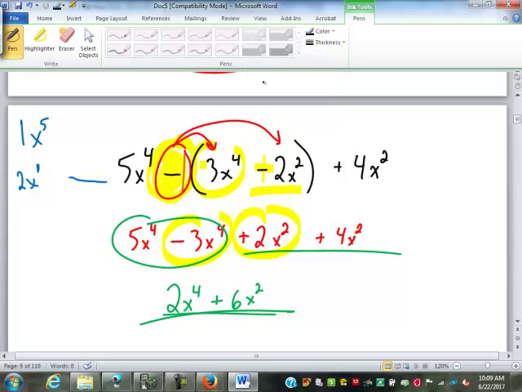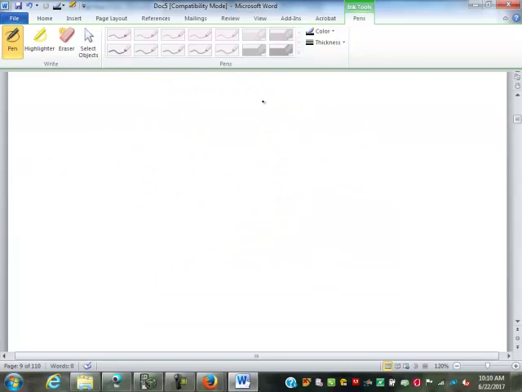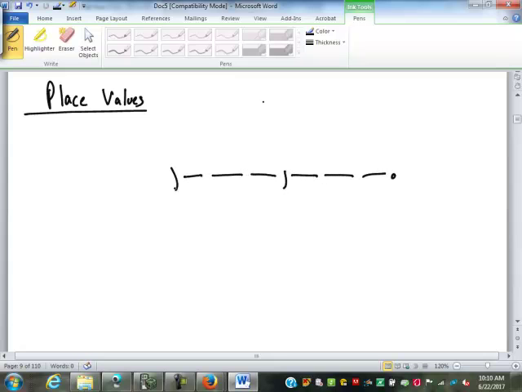So some of our other operations with these numbers that we've looked at. Addition. Now that we know powers, we can look at our place values again. This is the ones place, the tens place, the hundreds place, the 1,000s, the 10,000s, and so on. 100,000s, millions, and we can stop there.